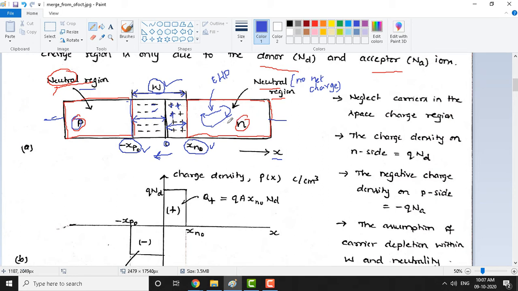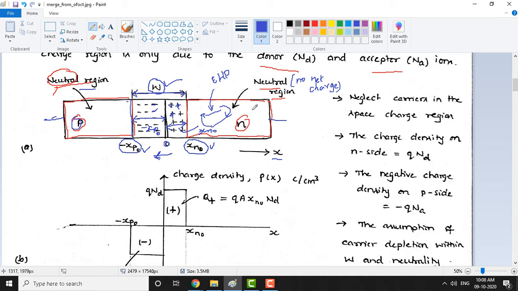Any idea? Why is this very small? You are not seeing them equal, right? Suppose I consider this as xp naught and xn naught. Observe that xn naught and xp naught are not the same. Xn naught is small, xp naught is large.